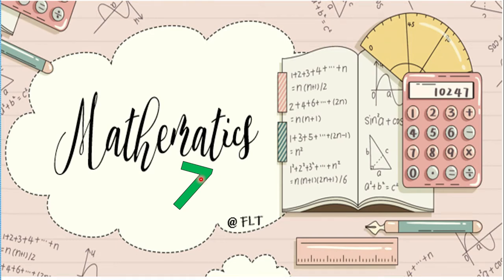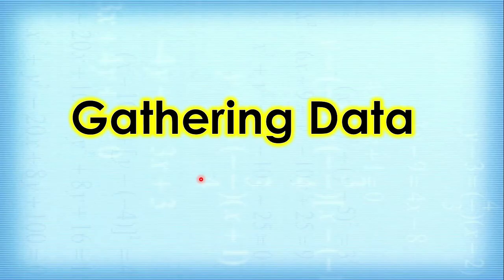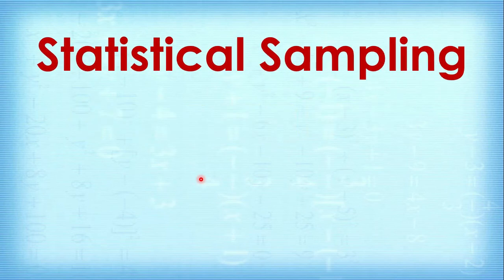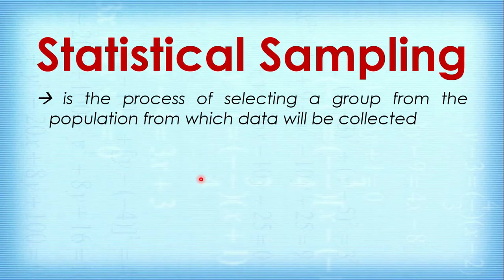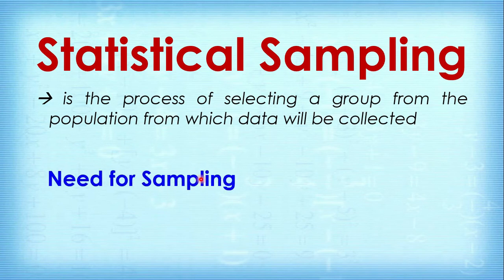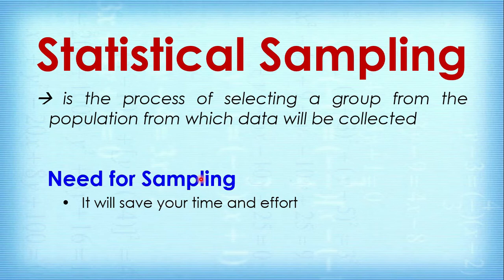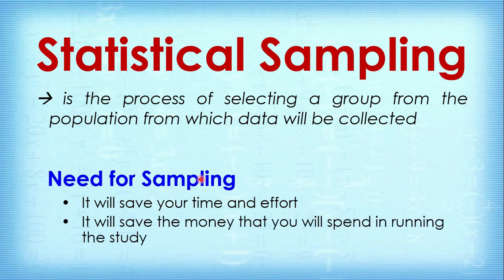Today, we're going to discuss gathering data. First, we have statistical sampling. It is the process of selecting a group from the population from which data will be collected. So, why do we need sampling? First, it will save your time and effort. Second, it will save the money that you will spend in running the study.